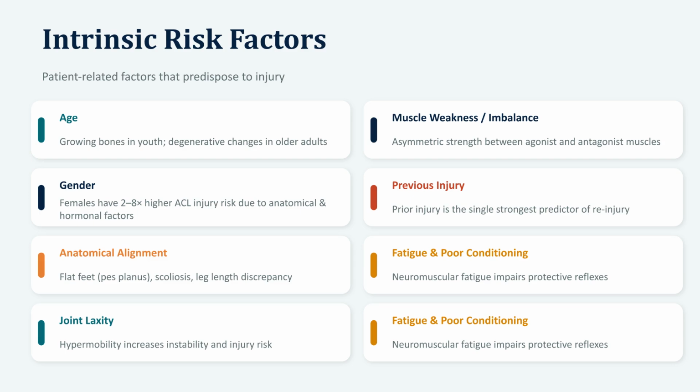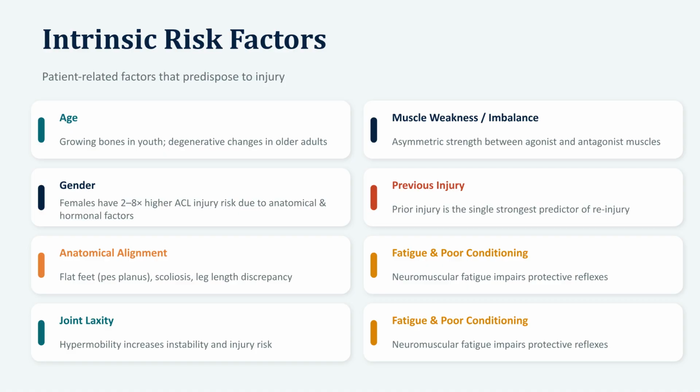Females have 2 to 8 times higher ACL injury risk due to anatomical and hormonal differences. Anatomical alignment, things like flat feet, scoliosis, or leg length discrepancy, can predispose to injury. Joint laxity or hypermobility increases instability. Muscle weakness or imbalance, especially asymmetric strength between agonist and antagonist muscles, is a major factor.